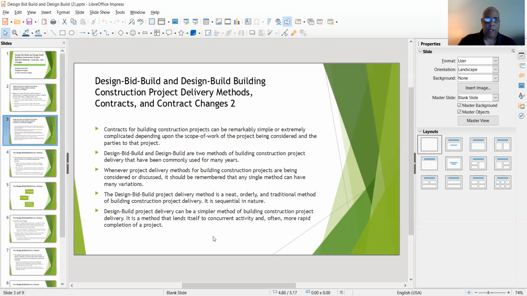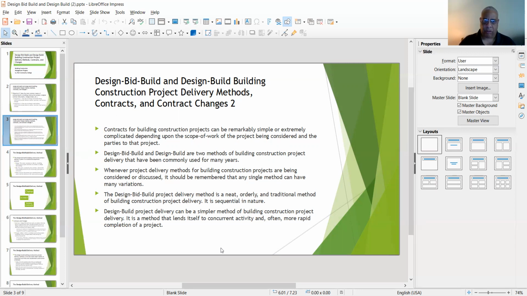Now, when we get into design bid build and design build construction project delivery methods, you have to know what's involved. What's involved in this topic is that you're going to deal with contracts for building construction projects, which can be remarkably simple or extremely complicated, depending upon the scope of work of the project being considered and the parties to the project.